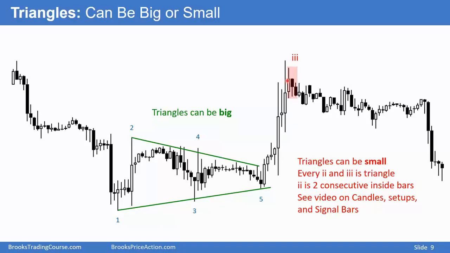So now we have I. This bar is an inside bar, this bull bar, and it's followed by a bear inside bar, and that's followed by a third inside bar. That is a triangle on a smaller time frame chart. Every II or III is a triangle. It's a small triangle, but it's a triangle, and it's clearly a triangle on a smaller time frame chart. You can see the videos on candles, setups, and signal bars for more about III patterns.